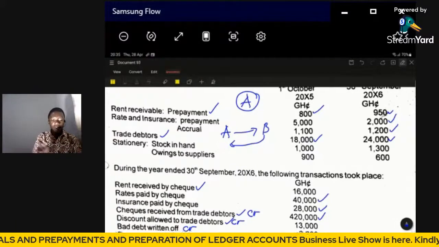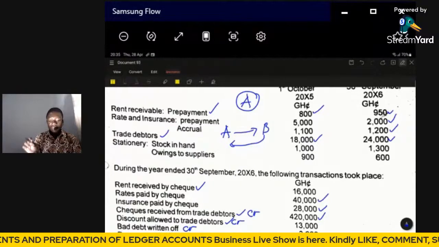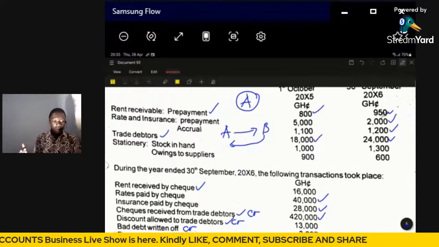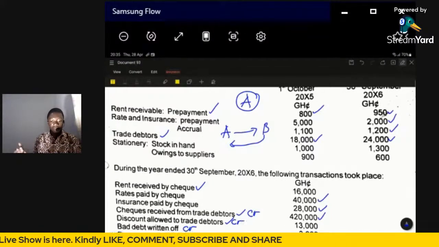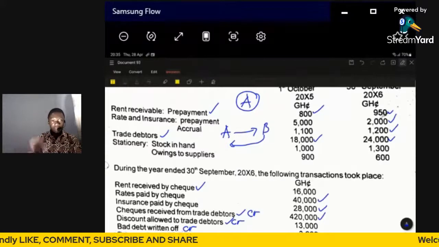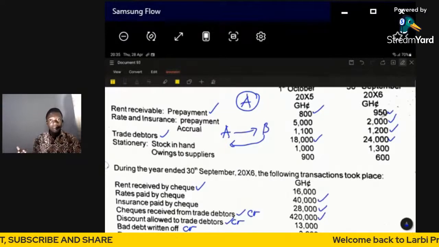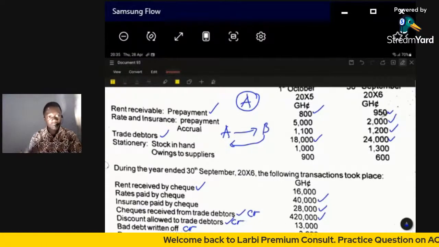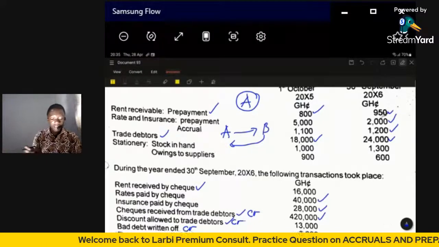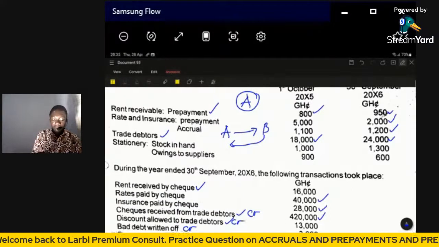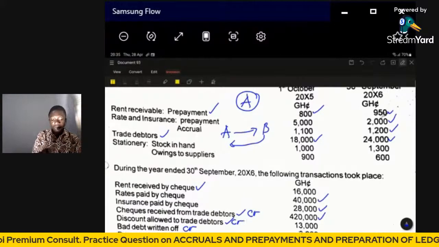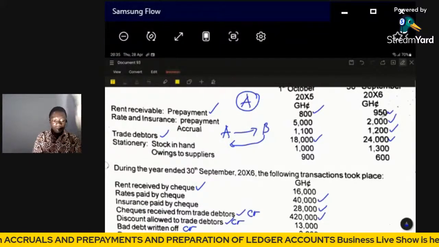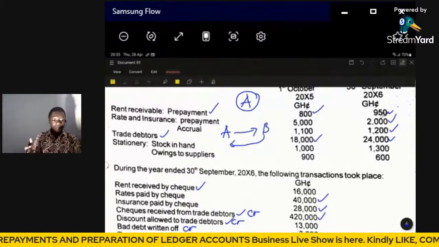So with the stationery, we have stock in hand, and that was in thousands. That was the opening stock. So you're going to record that too as a balance brought down. Stock in hand, like pencils and pens, are current assets whose benefits are enjoyed within one accounting year. And we also have the amount that we owe to our suppliers for stationery, and that was 900. So that's also an opening balance.